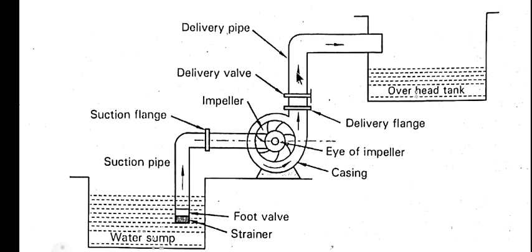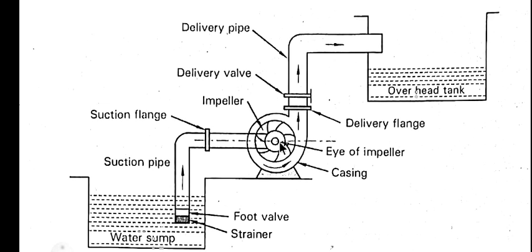The next one is a delivery pipe. This is the delivery pipe. A delivery pipe's lower end is connected to the outlet of pump, while the upper end is connected to the tank. These are the different parts which are going to be used in centrifugal pump. Now we'll see how the centrifugal pump works.